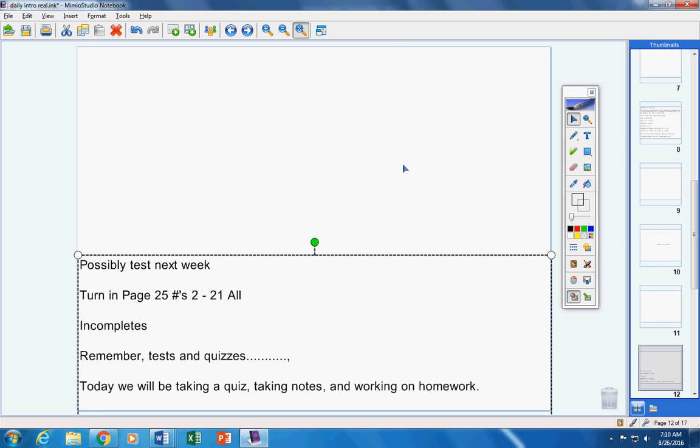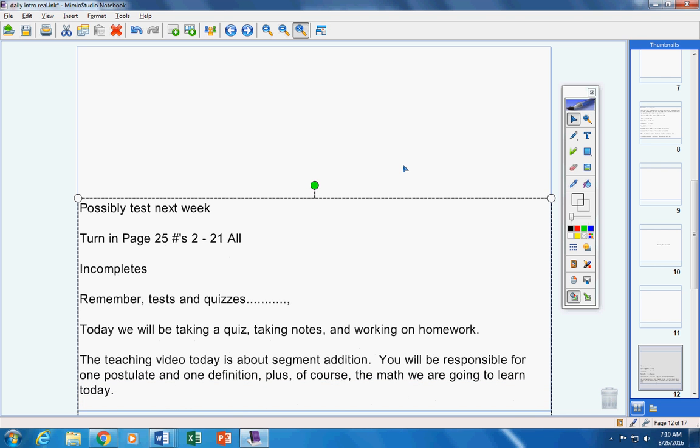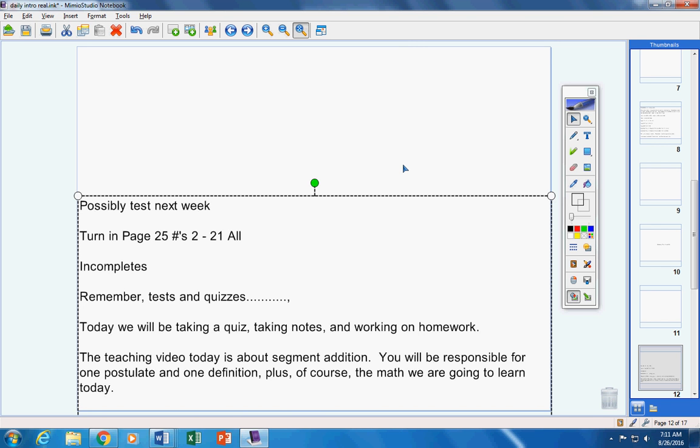Today, we're going to take a quiz, take notes, and work on homework. The teaching video today is about segment addition, okay? Now, you're going to be responsible for one postulate in your notes today and one definition, plus, of course, the math that we're going to learn today. So you're going to learn one postulate and one definition. Make sure you understand those.